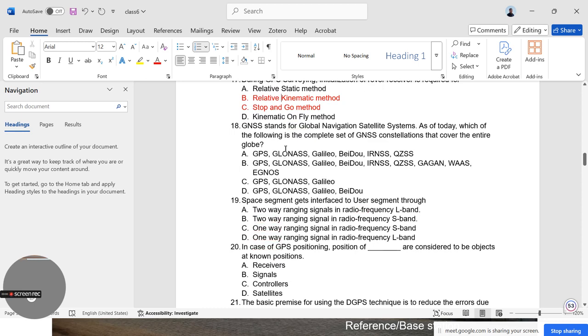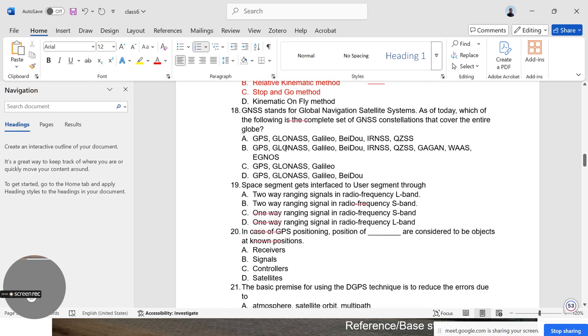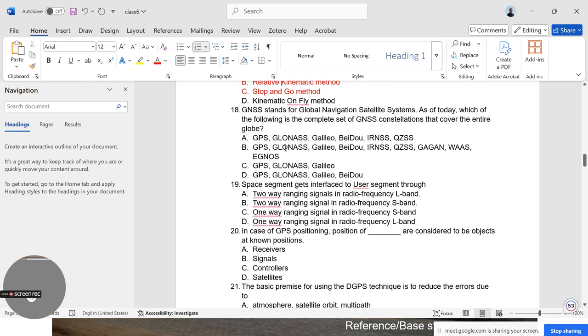Then the next one is GNSS, which stands for Global Navigation Satellite System. As of today, which of the following is the complete set of GNSS constellations which gives coverage over the entire globe, for all parts of the world? So which of the constellations gives global coverage?